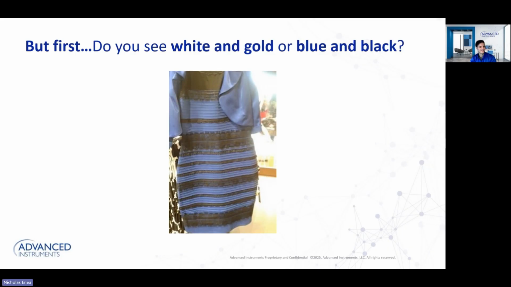So I see some blue and blacks. I see some white and golds. All right. For those of you that say white and gold, she sees white and gold. It's the trick here. The actual color of the dress is blue and black.